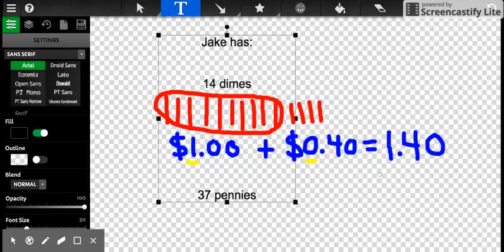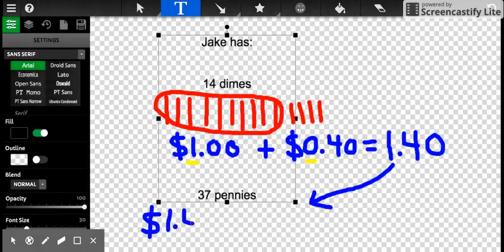And I need my dollar sign in front of here too. So $1.40. But that's not our answer, because we want to find out how much Jake has in all. And it says he has 14 dimes and 37 pennies. We can't forget about the 37 pennies. So here's his $1.40, which was all the amount of money when you add up all his dimes. But we got to remember the 37 pennies too. So I'm going to bring this down because I know I'm going to have to add this again. I'm at $1.40.